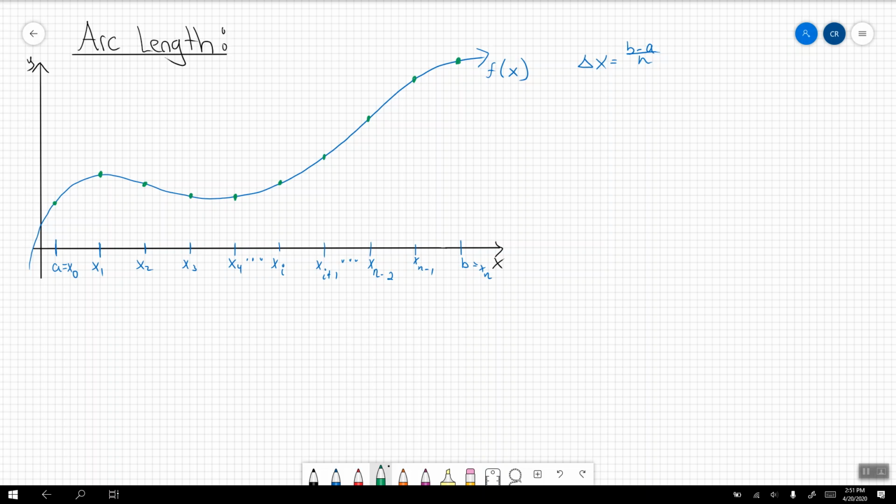Now I'm going to start labeling some of these points up here. Let's call this point P naught, this point P1, then P2, P3, P4. This will be P sub i, this will be P sub i plus 1, this will be P sub n minus 2, P sub n minus 1, and then P sub n. Just making sure that I label my points.